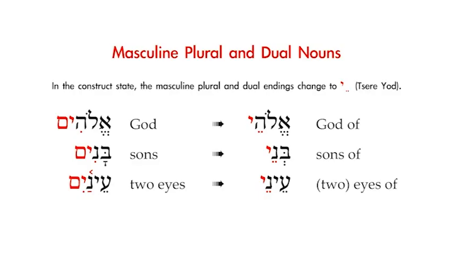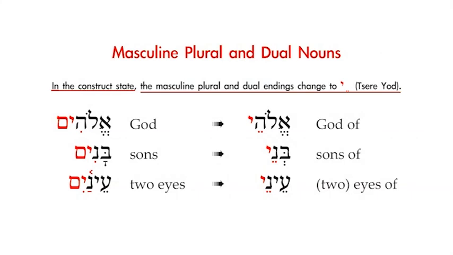You have already observed that masculine plural nouns, when they take pronominal suffixes, drop their masculine plural ending and just add the type 2 pronominal suffix. So there's something about that masculine plural noun that likes to change the ending when other things are affecting it. The same is true for masculine plural and dual nouns in the construct state. Look at your screens with me, and you'll see that in the construct state, the masculine plural and dual endings change to tsere yod in each form.